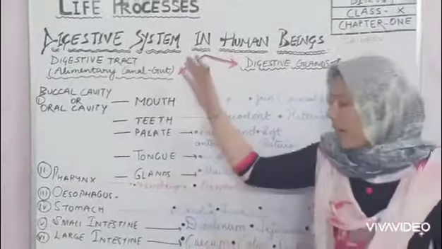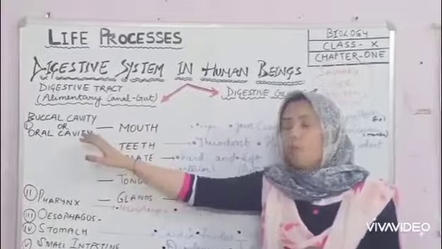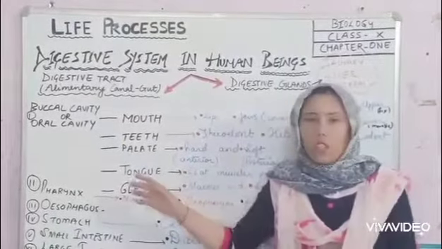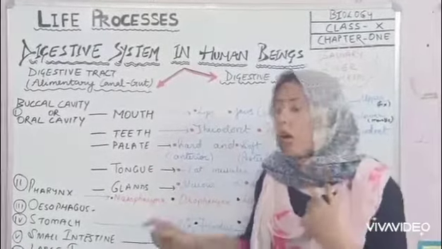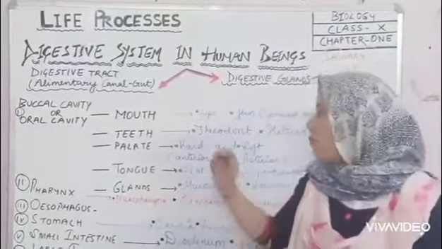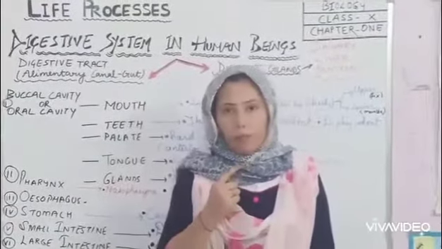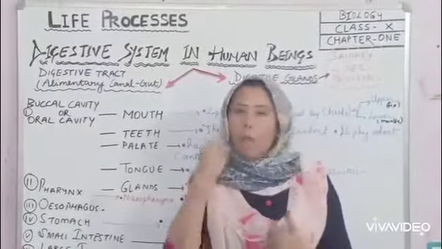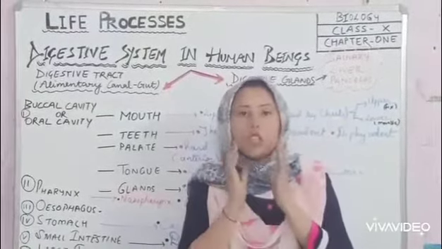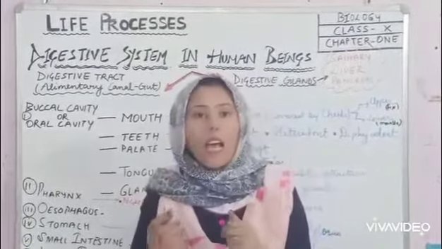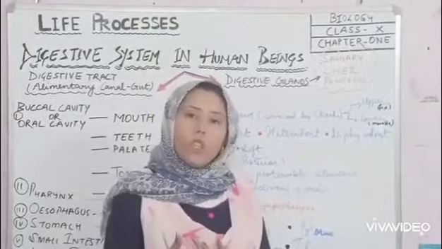The digestive tract is divided into the following parts. The first part, the beginning of the digestive tract, is the buccal cavity, or oral cavity. It is further divided into mouth, teeth, palate, tongue and glands. Our mouth is bounded by cheeks on the sides, and in front we have lips. We have two jaws, upper and lower. The upper is fixed and the lower is movable. These jaws are covered by cheeks. The lining of the cheeks has mucus glands which secrete mucus, which helps moisten the food.